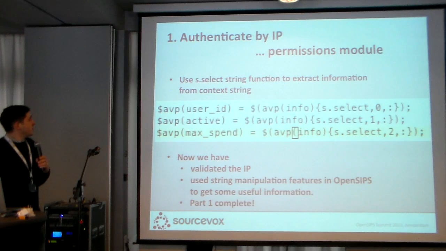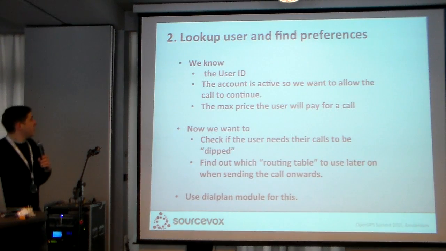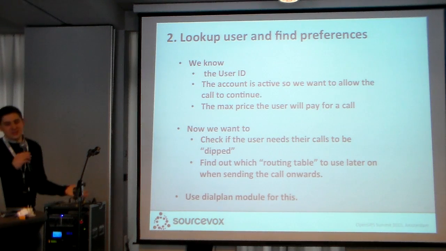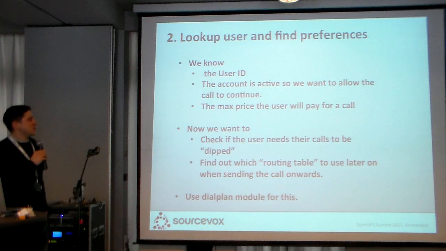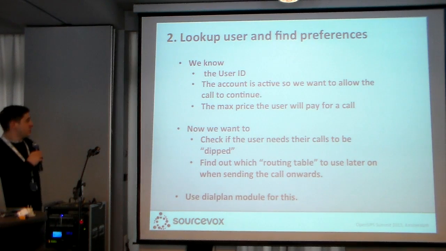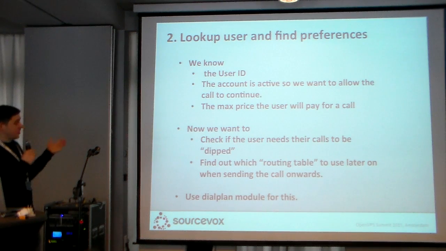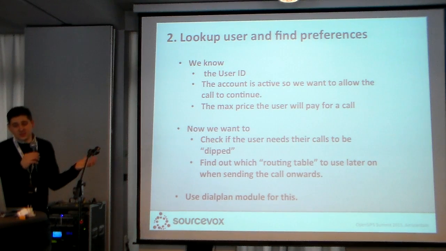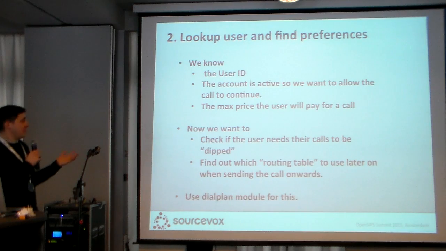The next thing we need to do is look up the user and find some user preferences. Now, there are lots and lots of ways of doing this in OpenSIPS, but I thought it would be a nice way to demonstrate how you could use the dialplan module to store variables and do some lookups. So we already know the user ID from the permissions module. The account is active because the active variable was set to 1. And we've got this arbitrary variable, which is the maximum amount that the user will pay for a call.